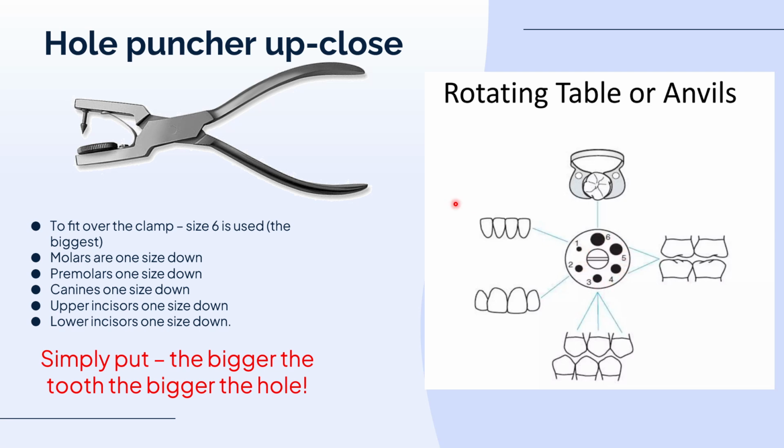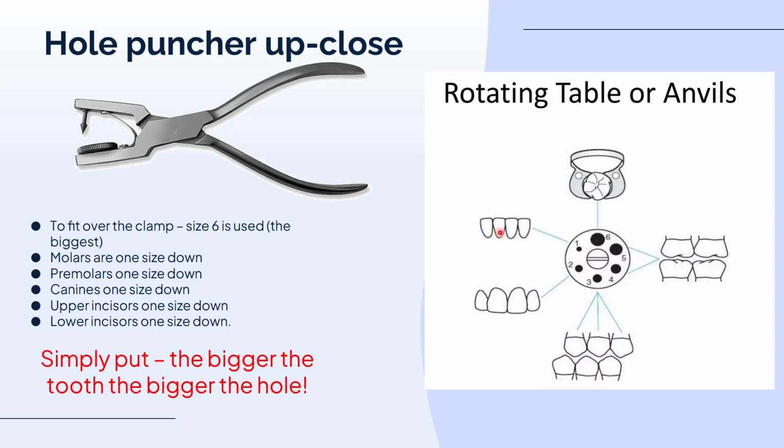There may be 7 holes, maybe 5. It doesn't really matter. All you need to know is big hole for a big thing and a small hole for a smaller thing. Very logical. Okay, so size 6 is used to fit over the clamp. Okay, so you can see here this whole complex, tooth and clamp, you want to be able to stretch the rubber sheet around all of that. So you're going to use your biggest hole.